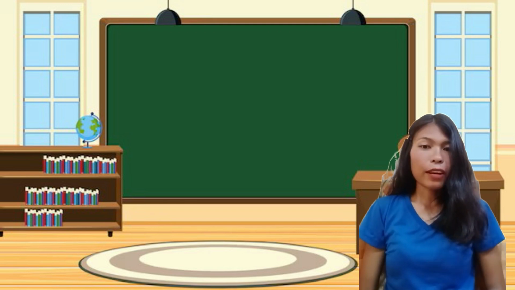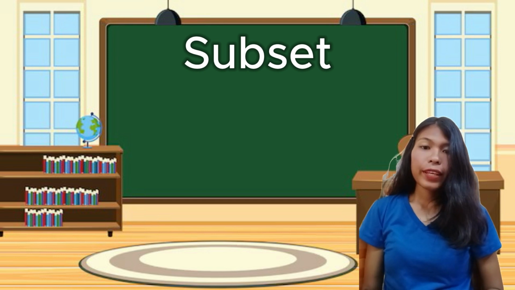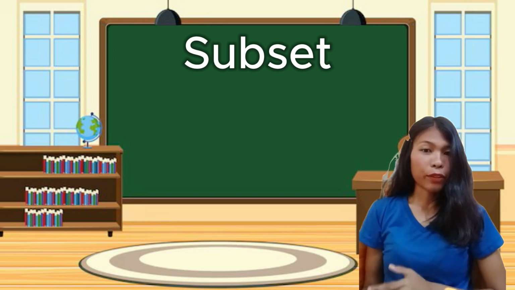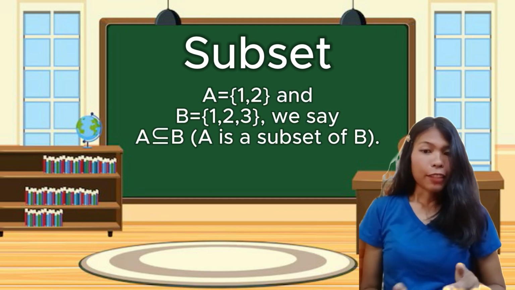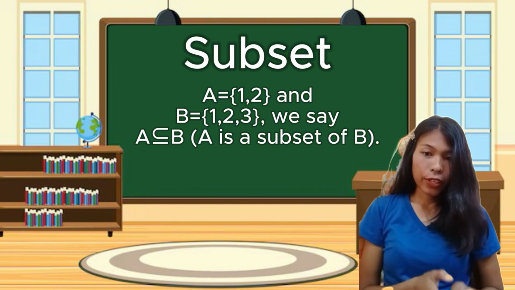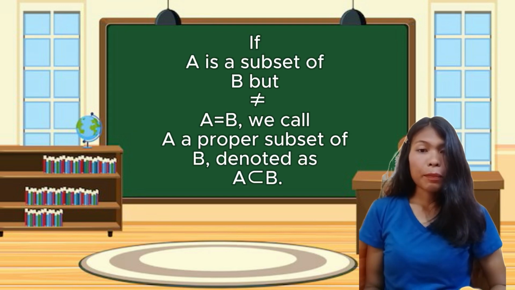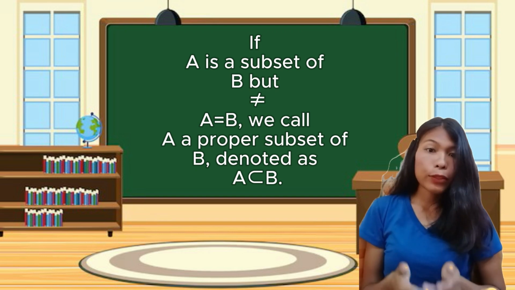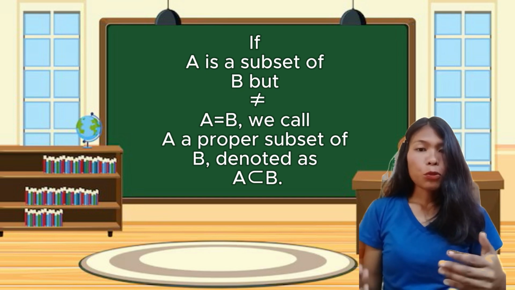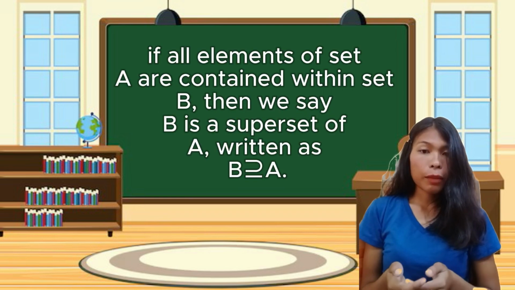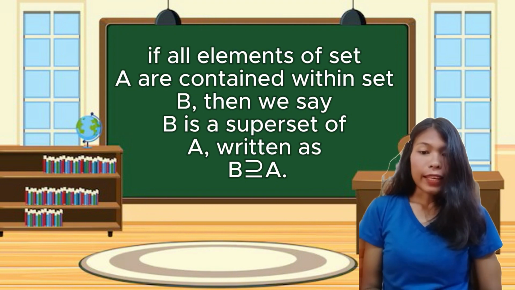Now, let's talk about subsets and supersets. A subset is a set where every element of the set is also an element of another set. For example, A equals 1 and 2, and B equals 1, 2, and 3. We say A is a subset of B. If A is a subset of B, but A is not equal to B, we call A a proper subset of B. A superset is the opposite. If all the elements of set A are contained within set B, then we say B is a superset of A.